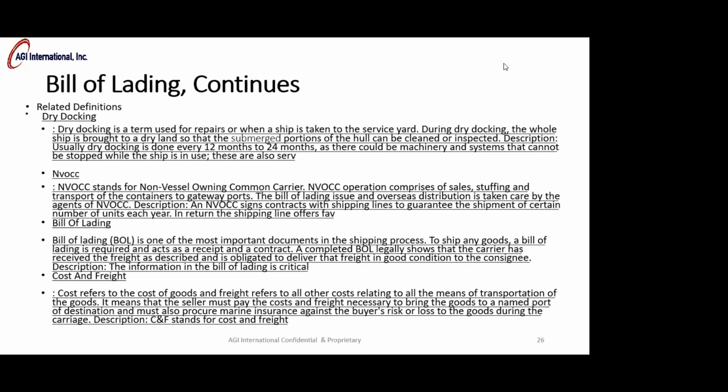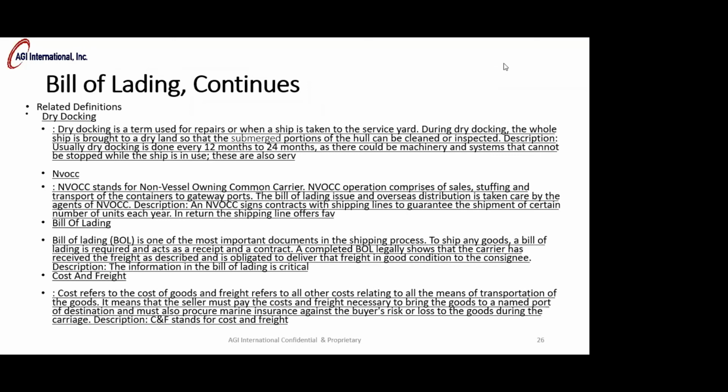Then the other is the cost and freight. Cost and freight is when freight refers to all other cost-related items, meaning transportation of goods. It means the seller must pay the cost of freight necessary to bring the goods to the named port of destination, and must also procure marine insurance and all the things necessary to get things from country A to country B.